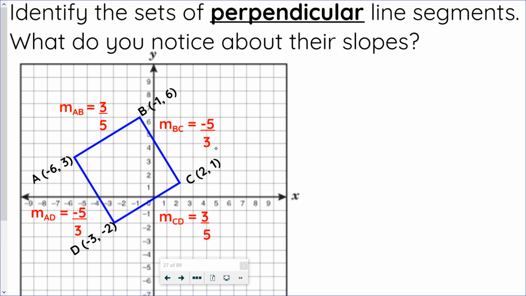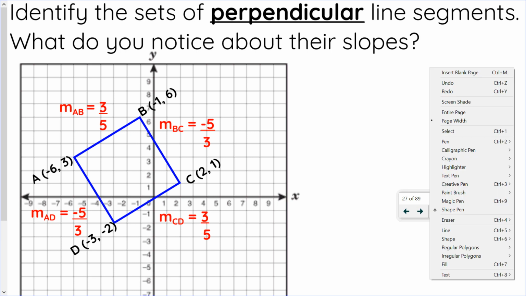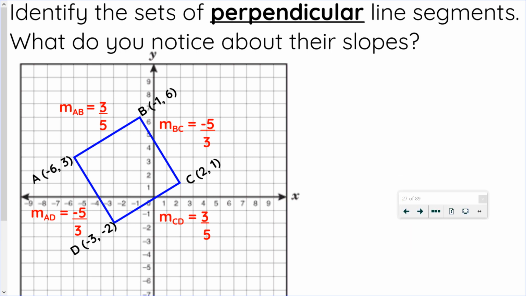Let's go back to this example here. I want to identify perpendicular line segments. I see that AD is perpendicular, there's that little L corner shape, to CD. Let's look at the slope. AD has a slope of negative 5 over 3.